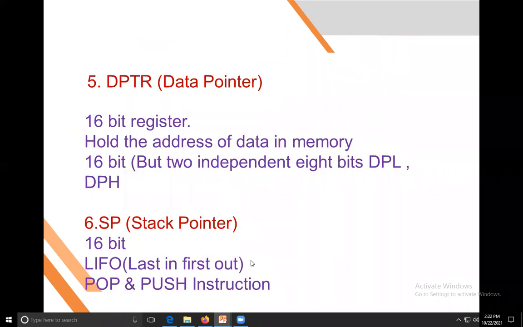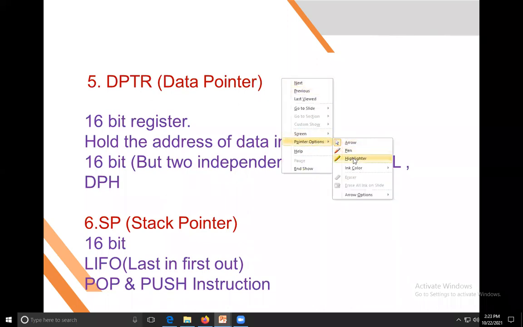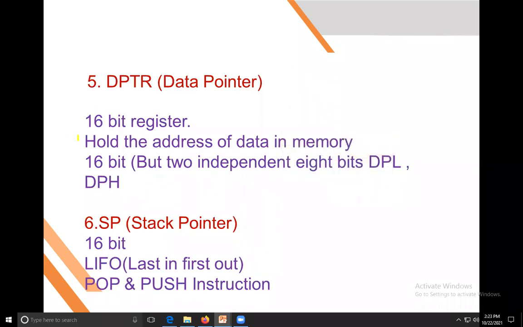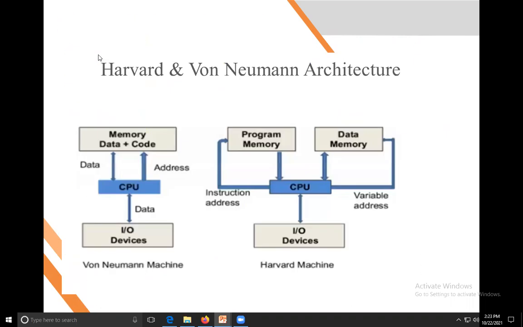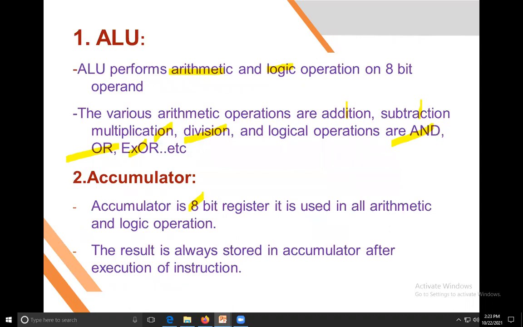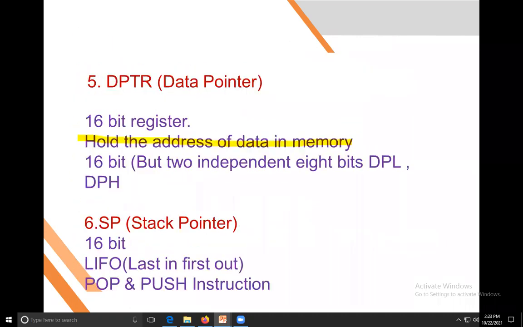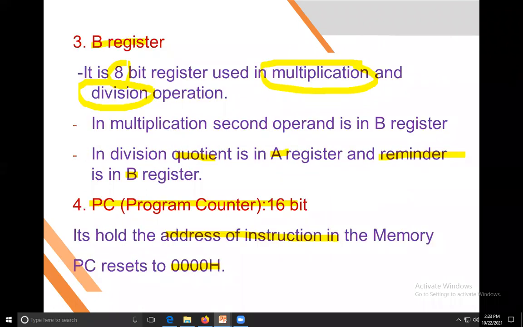This is another difference between the 8051 and the 8085. The DPTR is the data pointer. What is the use of the data pointer? The data pointer holds the address of the data memory. So see the data memory, and the difference between the 8085 and 8051.